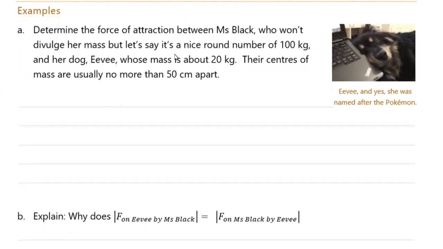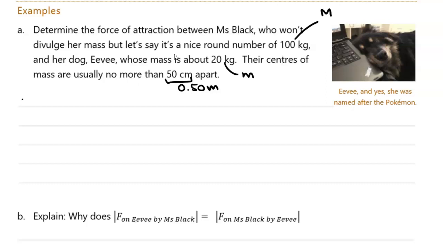Okay, so we've got a whimsical example here. Rather than looking at very, very large bodies, we're just going to be looking at smaller everyday objects. So let's look at the force of attraction between me, and I'm not going to divulge my mass, but let's just call it 100 kilos. So let's call me Big M. And my dog, who, look, the vet says she should be closer to 20 kilos. She's a little chunkier than that at the moment. And our centers of mass are usually no more than 50 centimeters, 0.50 meters apart.